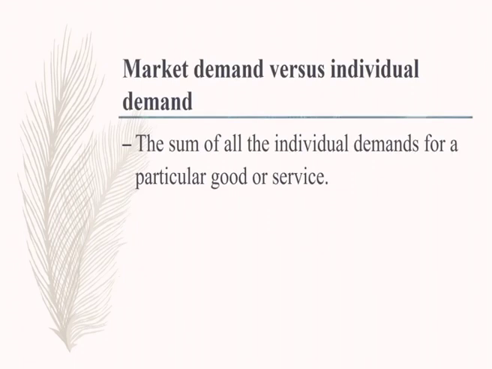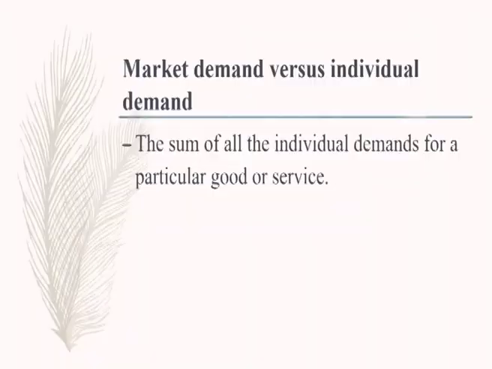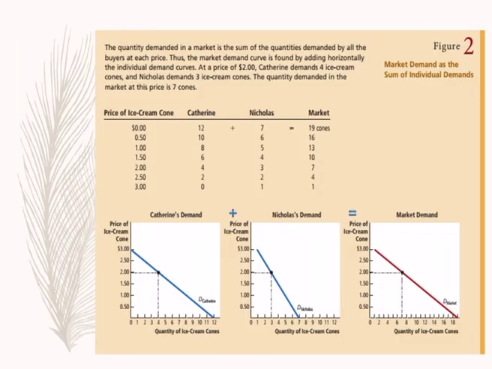Now there are two kinds of demand schedules: market demand versus individual demand. What is individual demand? Any individual who wants to buy any kind of goods and services, you call it individual demand. Whereas market demand is when you sum all the individual demands for a particular good or service, you call it market demand.